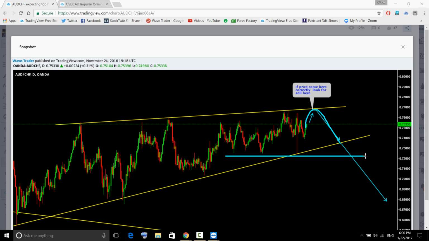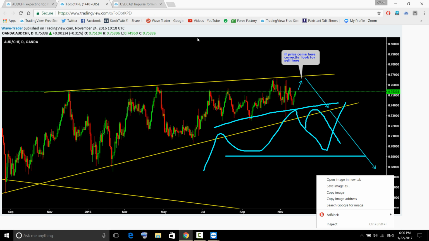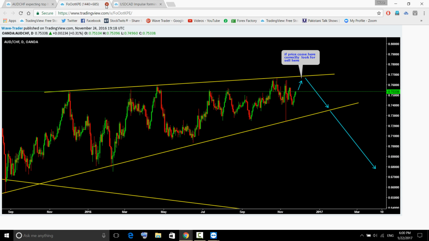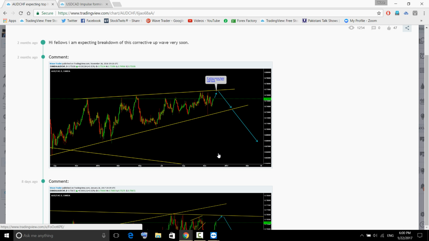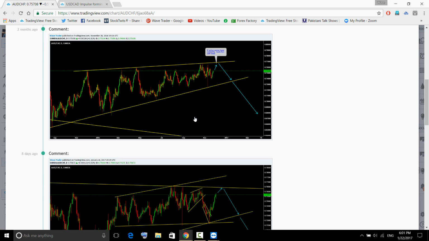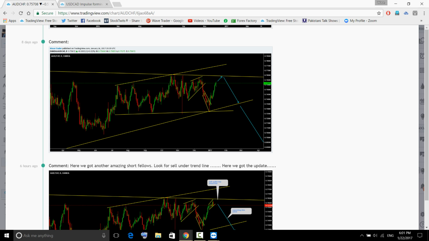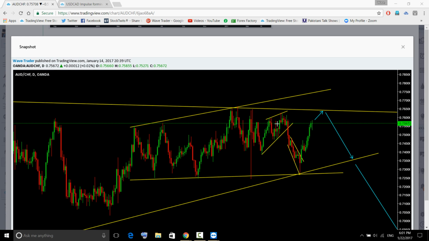Price formed a flat trend, tested the flat trend line, and we can see this forming an expanding triangle. The move we got is this. We were looking for this move, and then when price hit the bottom we were looking for this move on this continuation pattern. Now we are looking for this move.